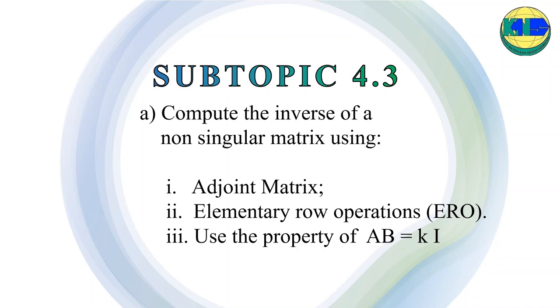Subtopic 4.3. Compute the inverse of a non-singular matrix using adjoint matrix, elementary row operations, and use the property of AB equals to KI.